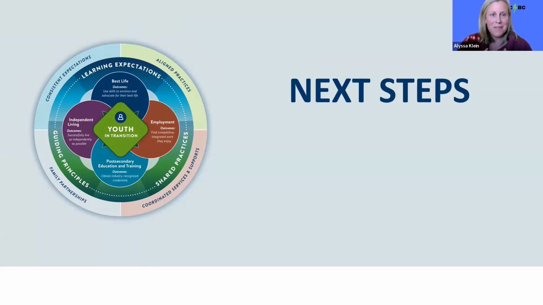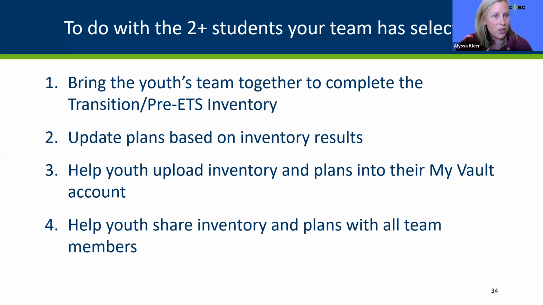We covered a lot of stuff today, so I'm just reminding you of what your next steps will be based on everything we covered. Number one, you'll want to bring the youth team together to complete that transition and create inventory. So think about those 2 students your team has selected. After you complete that inventory, you'll all want to be updating your plans based on the inventory results. You want to help the youth upload that inventory and those plans into their MyVault account, and then help them share it with their team members. I know we sometimes hear, oh, but the student might not be able to do it on their own, and that's okay if they're getting that help.